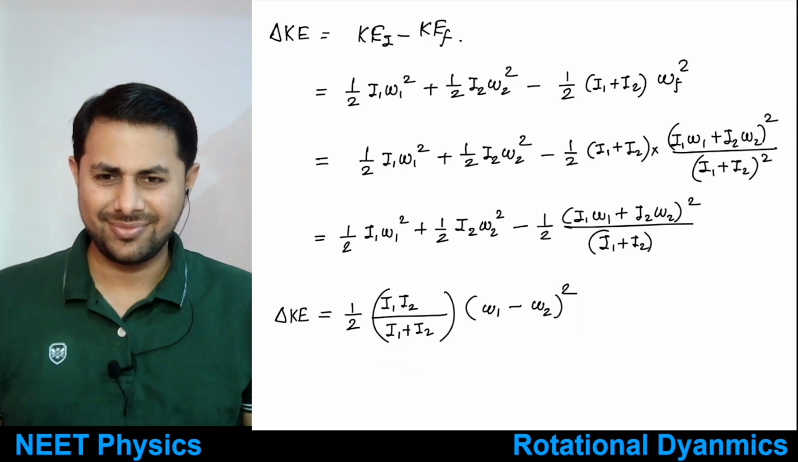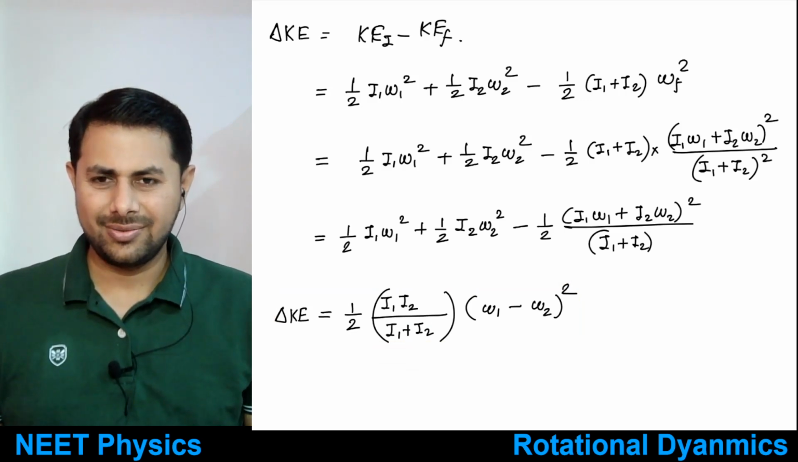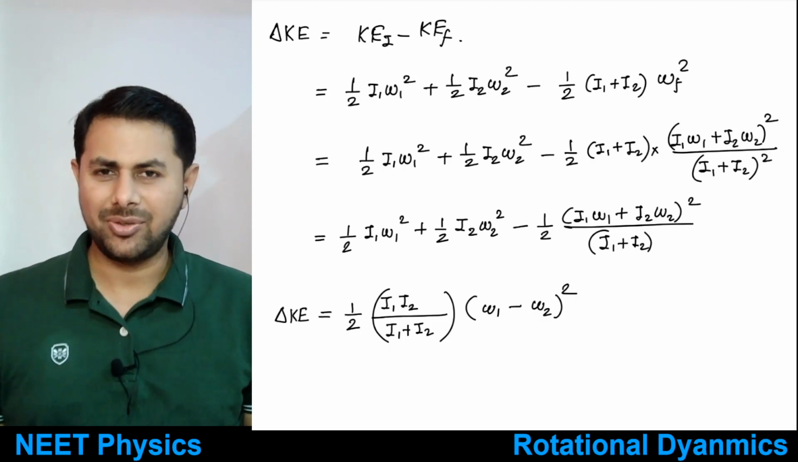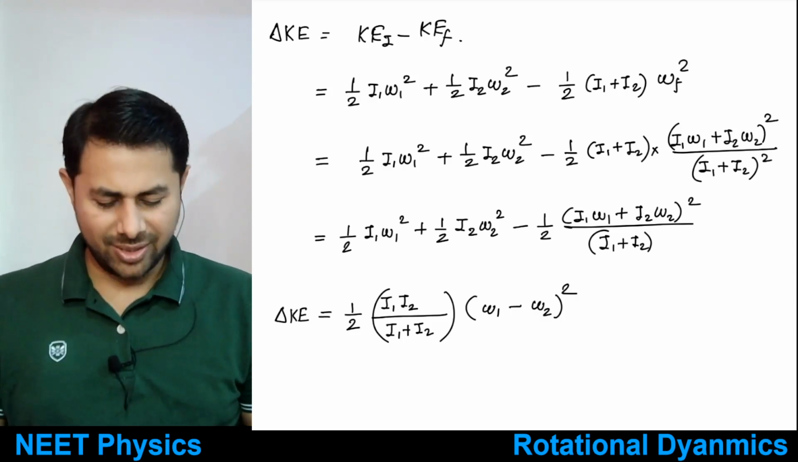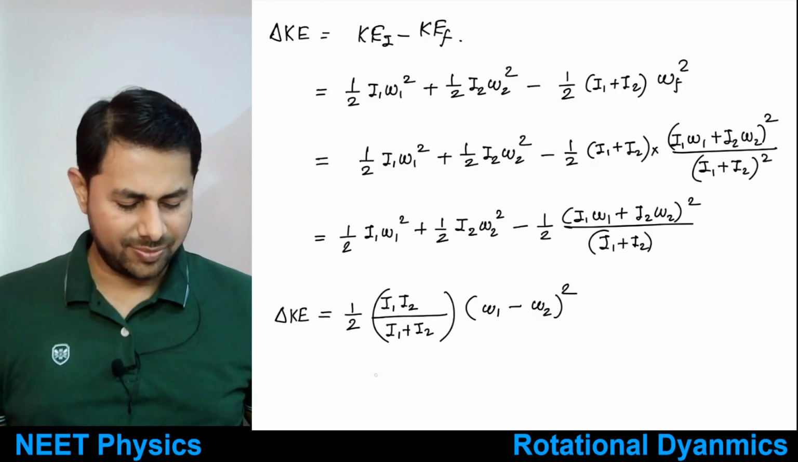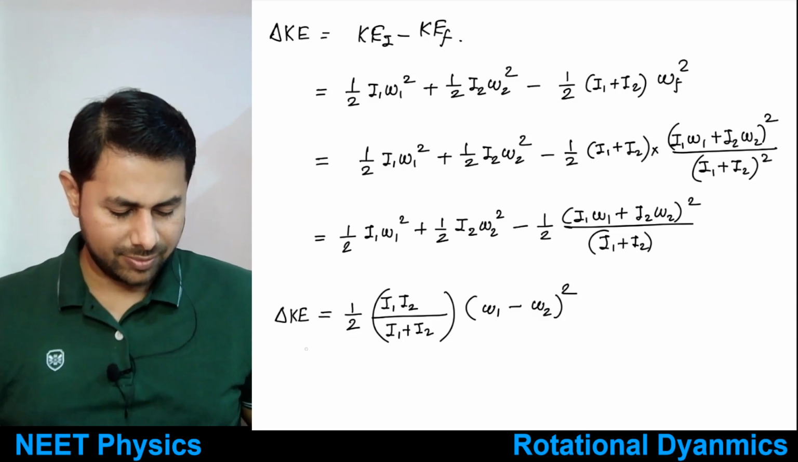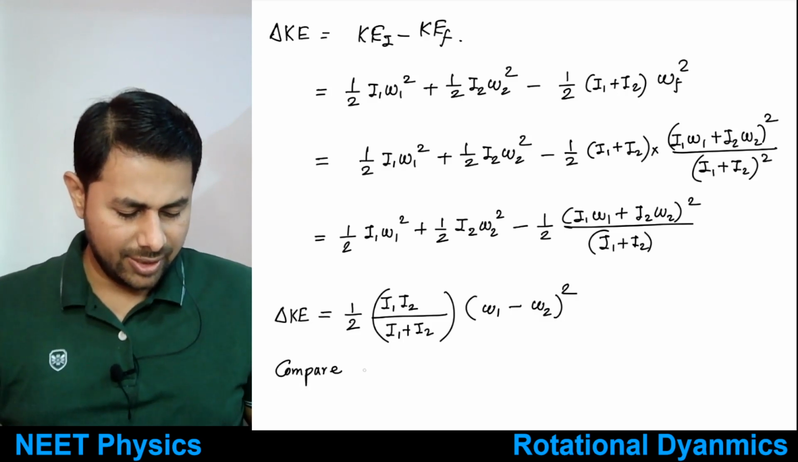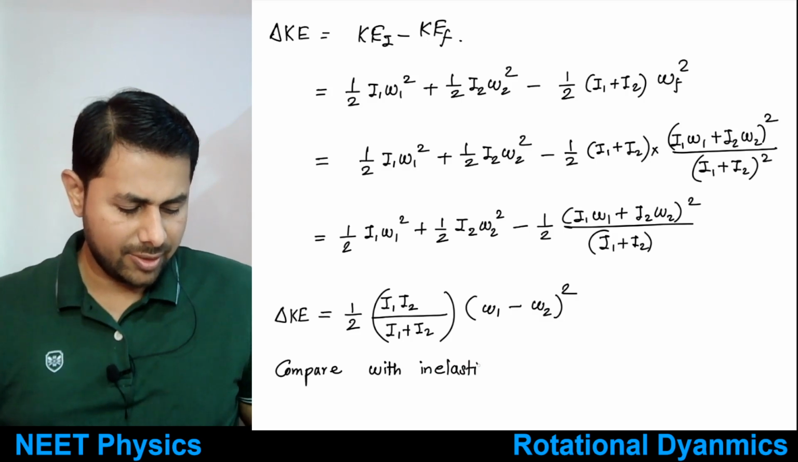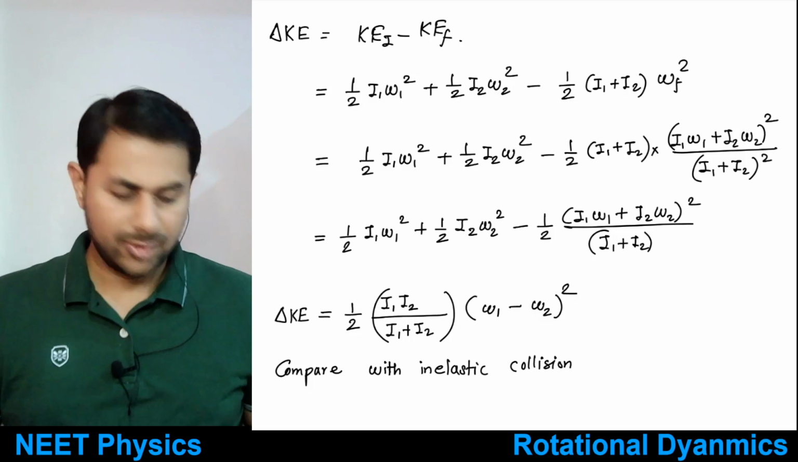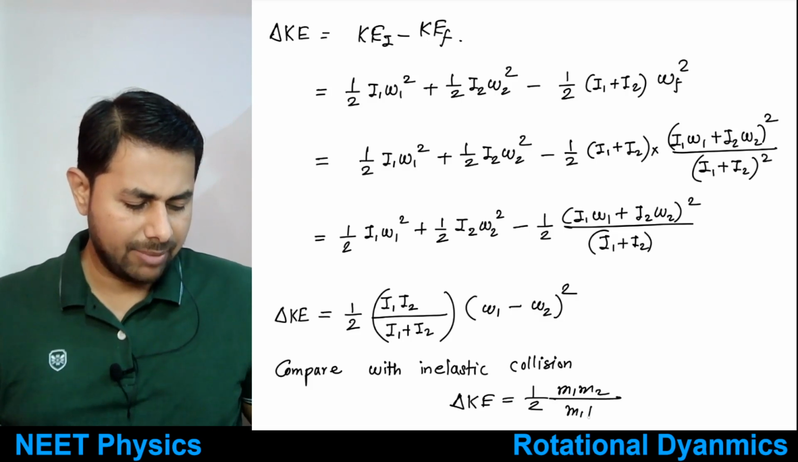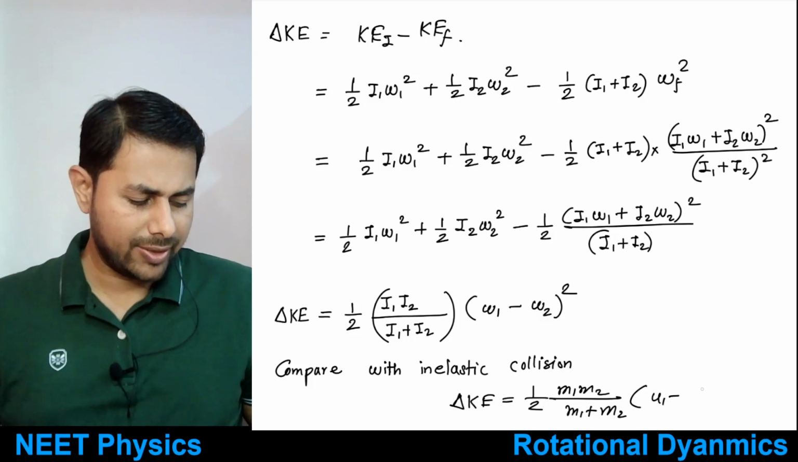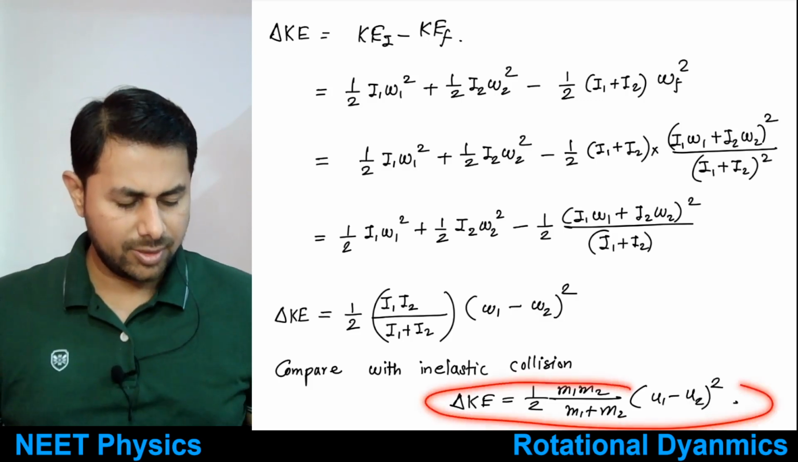See, if you remember, in case of inelastic collision where two bodies stick together, the loss in kinetic energy is equal to, compare with this thing, delta KE is equal to half of m1 m2 divided by m1 plus m2 multiplied by u1 minus u2 square. Do you remember this?